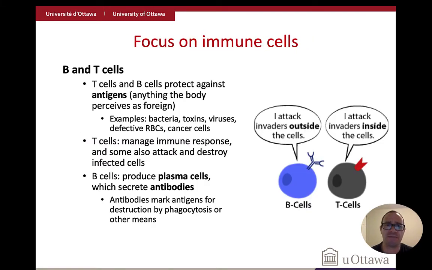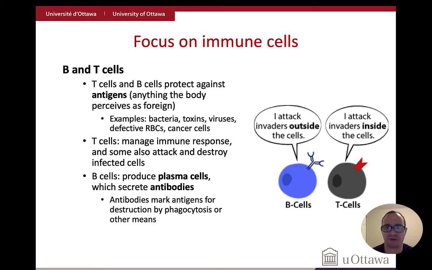So let's look first at B and T cells. These protect against what are called antigens. What is an antigen? It's basically a thing that is recognized by B or T cells. This could be anything that the body perceives as foreign, so it might be a bacteria, a toxin, a virus, a defective cell type, or even a cancer cell. T cells are really all about attacking invaders that are inside of cells. They will sense that something is wrong with the cell, that it is infected, and cause the cell to be segregated and often killed.